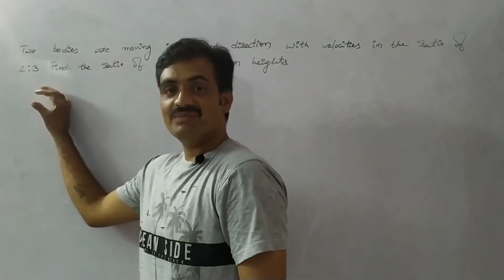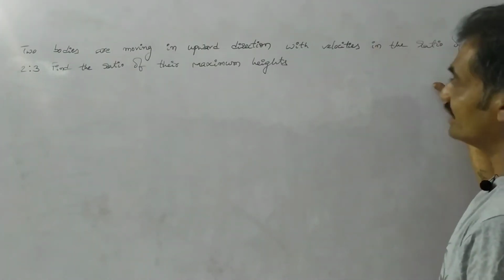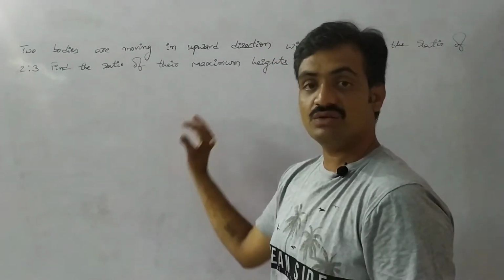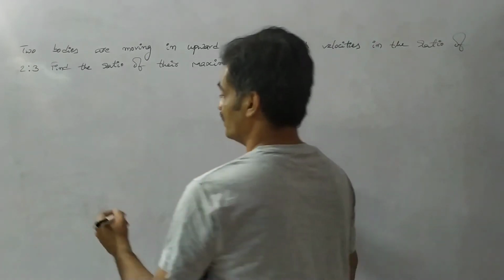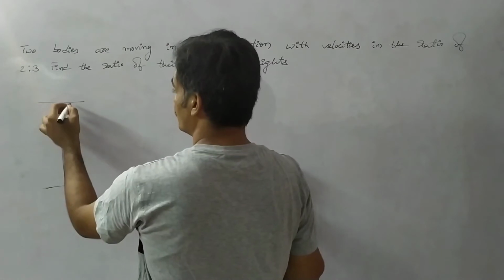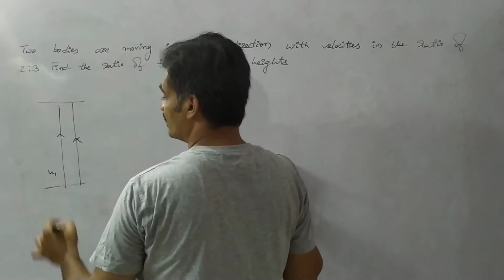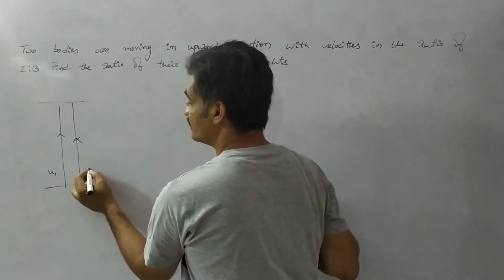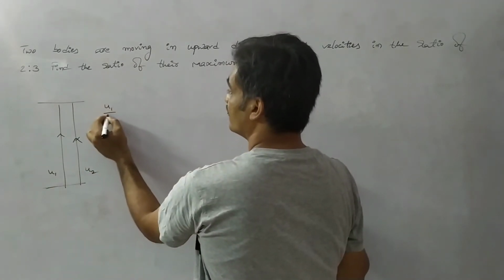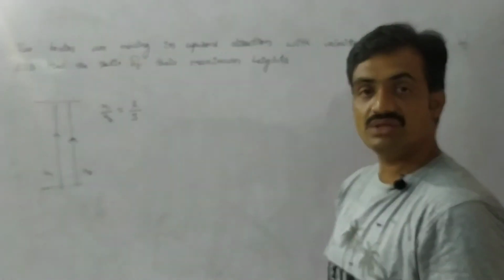Now the next problem is that two bodies are moving in the upward direction with velocities in the ratio of 2:3. Find the ratio of their maximum heights. Let us consider that two bodies are projected in the upward direction, where the first body's velocity is u1 and the second body's velocity is u2. The ratio of their velocities is given as u1 by u2 equals 2 by 3.